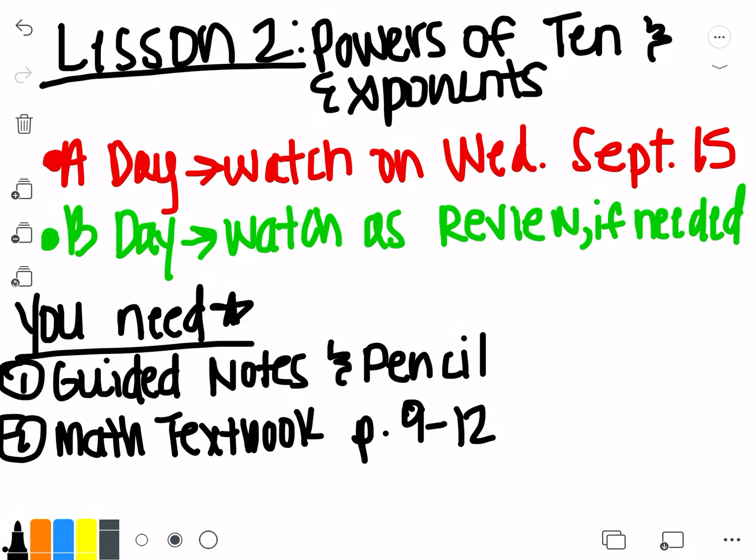You need, number 1, your guided notes and a pencil. And number 2, you will need your math book, but we will not be starting there. We're going to start with our guided notes first.